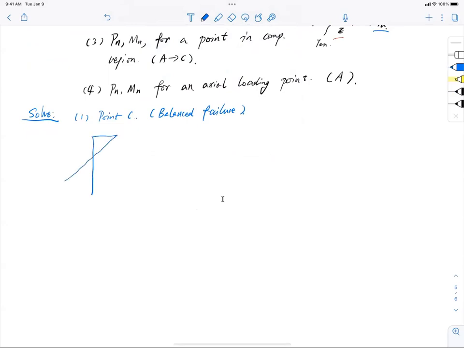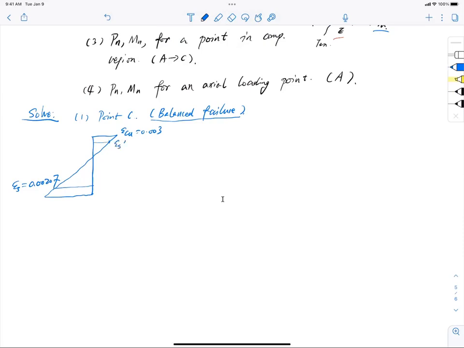So the strain diagram reads like this. I have epsilon Cu as a compressive strain of 0.003. I have a tensile strain of the steel that is balanced failure, meaning that it is yielded. And again, it's grade 60, so the yield strain of the bar is 0.00207. So that is the yield strain. And keep in mind that I do have compressive reinforcement, epsilon S prime.